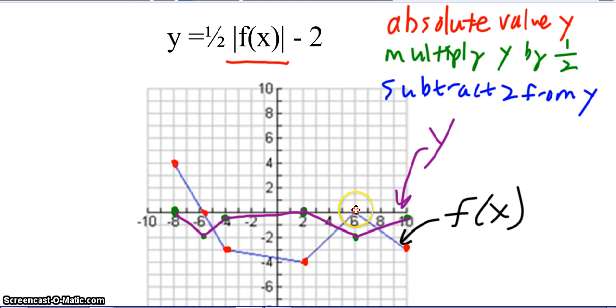The absolute value of 0 is 0. 0 times 1/2 is 0. 0 minus 2 is negative 2. The absolute value of negative 3 is positive 3. 3 times 1/2 is 1.5. 1.5 minus 2 is negative 1.5. So that's how we come up with our new function.